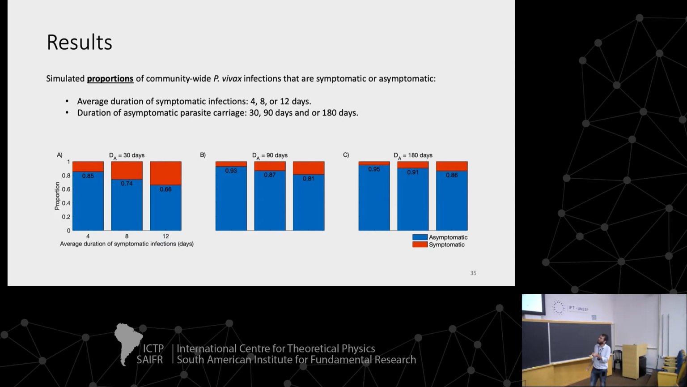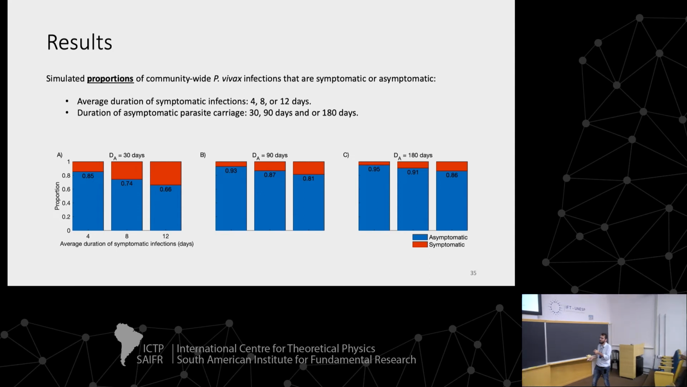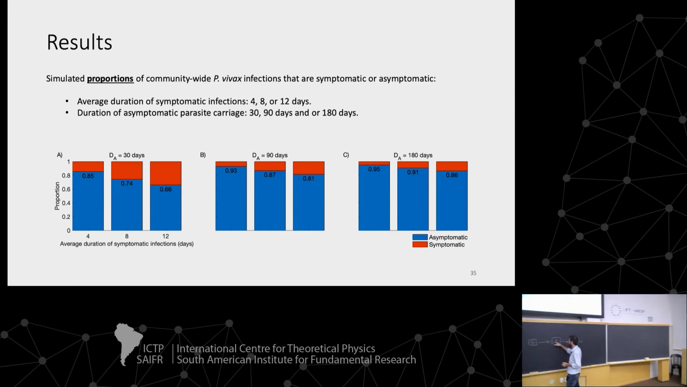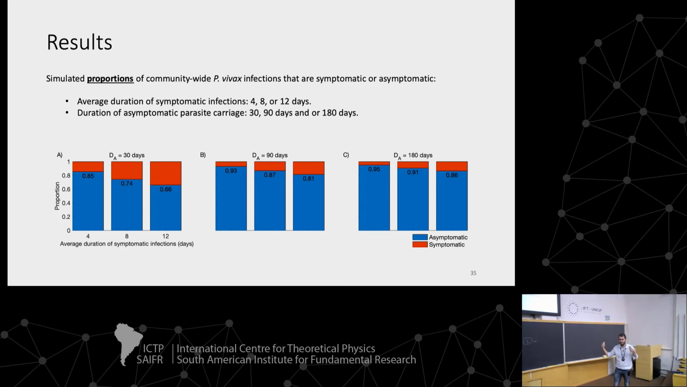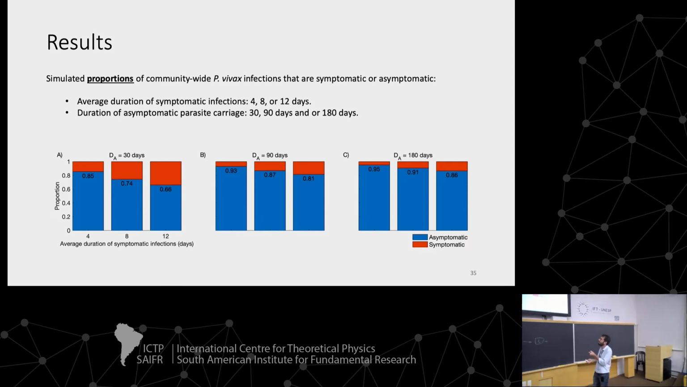So we are assuming that a person in the infected compartment will be infectious to mosquitoes during 4, 8, or 12 days. Because if one is infected, he's going to take a pill, and after a while the pill will take effect, and the person will not be infectious anymore to mosquitoes. Then we are considering 4, 8, or 12 days. And as we saw before, 30, 90, and 180 days duration for asymptomatic infections.